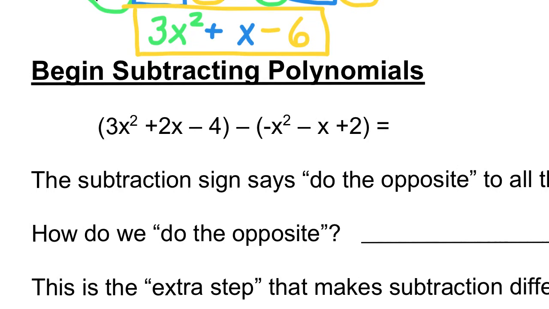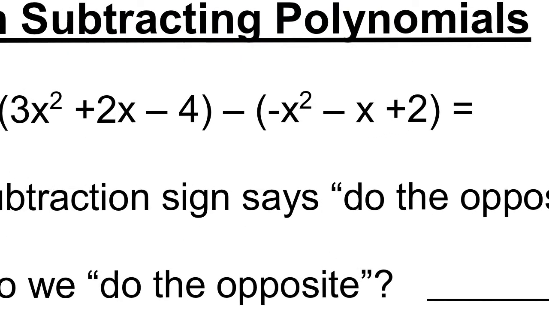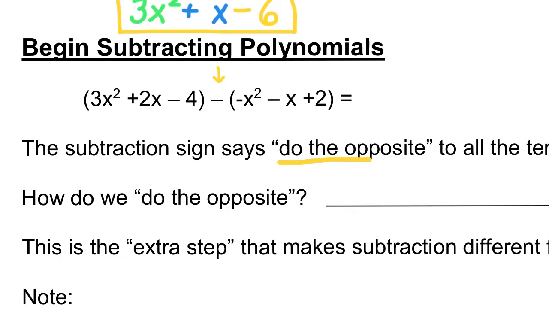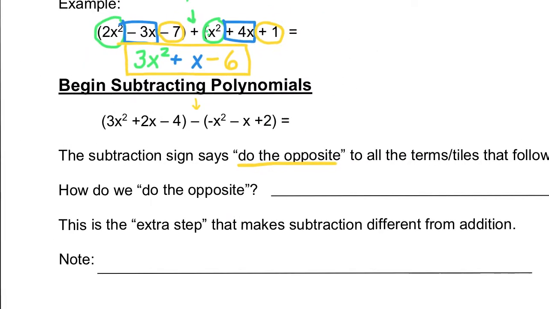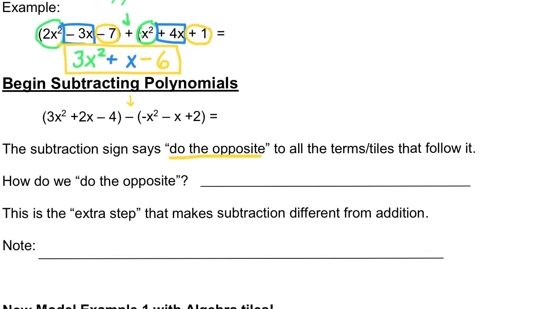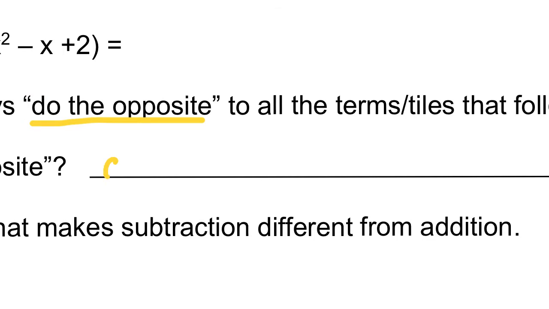Now when we're subtracting, this is what you have to notice. We have a subtraction sign. And the subtraction sign says do the opposite to all the terms or tiles that follow it. Well, how do we do the opposite? We basically change the sign.